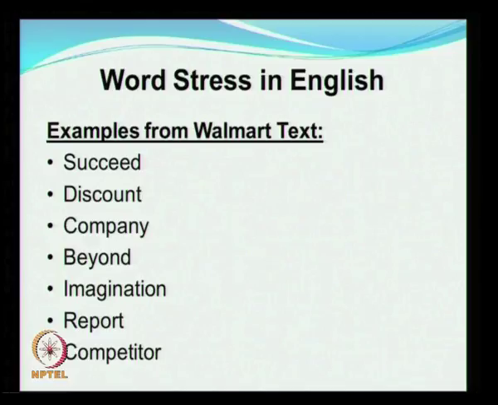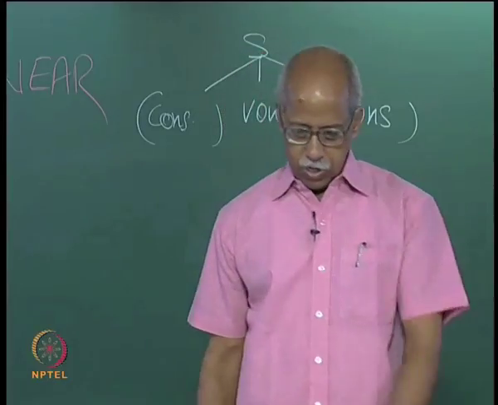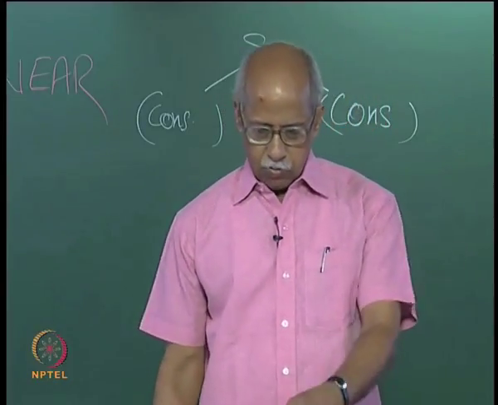How do you pronounce it? Succeed. Succeed. How do you pronounce the first word? Succeed. The next? Discount. Discount. Okay? Next? Company. Next? Beyond. Next? Imagination. Next? Report. Next? Competitor. Competitor. Next? Check the way you said it. Okay? What is the first word?